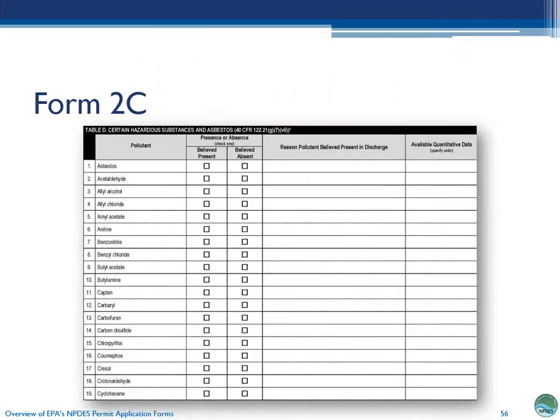Table D collects information on certain hazardous substances and asbestos. To complete Table D, applicants must check believed present or believed absent. For every pollutant believed present, the applicant must describe the reasons the pollutant is expected to be discharged. Applicants are not required to perform analytical tests for any of the Table D pollutants, but should report any prior test results available.